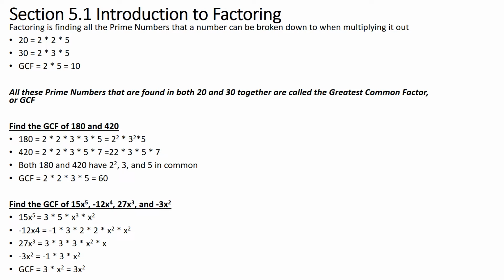I even have more advanced versions, no different though, of 15x to the 5th, negative 12x to the 4th, 27x cubed, minus 3x squared. You see it broken down to 15x to the 5th, 3 times 5 times x cubed times x squared. Negative 12x to the 4th, negative 1 times 3 times 2 times 2 times x squared again. 27x cubed, 3 times 3 times 3 times x squared times x. And then negative 3x squared is negative 1 times 3 times x squared. I just broke down their simplest components.